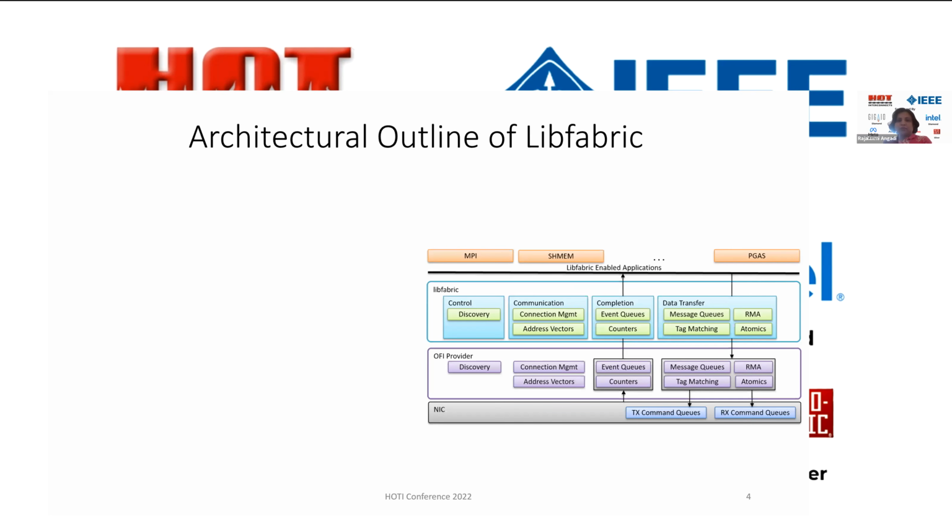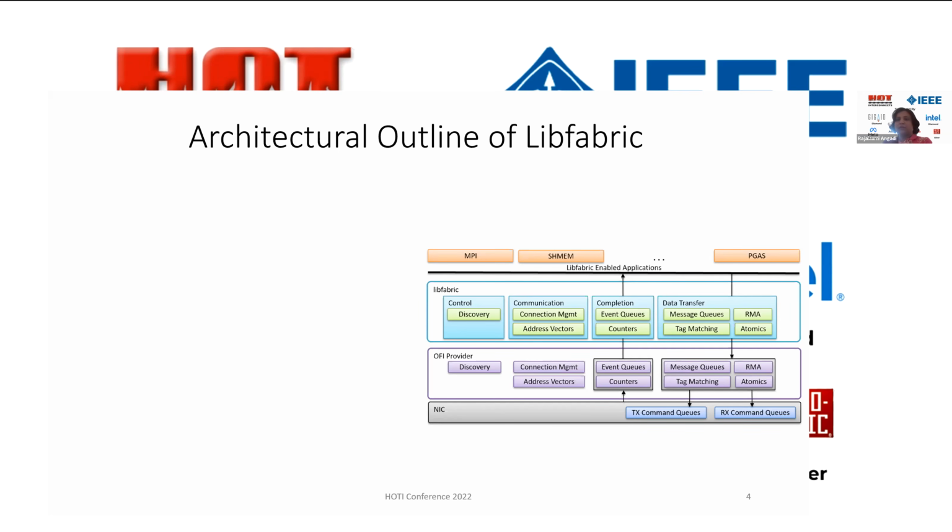Now let us dive into a little bit of architectural outline of Libfabric. In the diagram on the side, you can see that it expands the view of Libfabric itself. On the top, we see there are different applications like MPI, SHMEM, PGAS, and at the bottom, we can see the software that's NIC specific. So OFI is divided into 2 major components. One is Libfabric itself, and there is the provider layer.